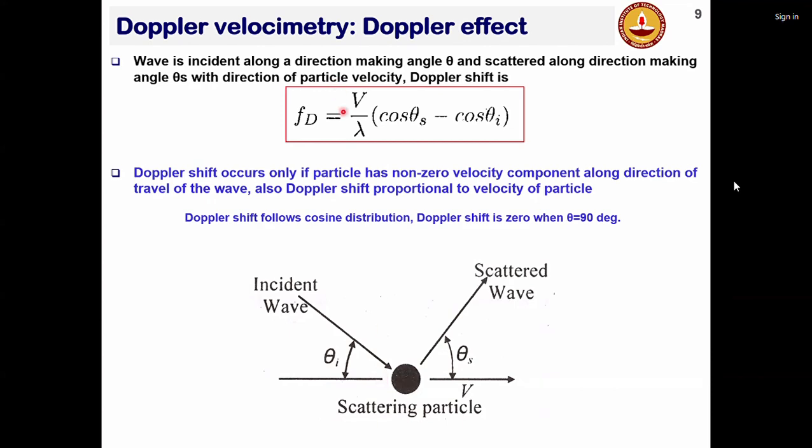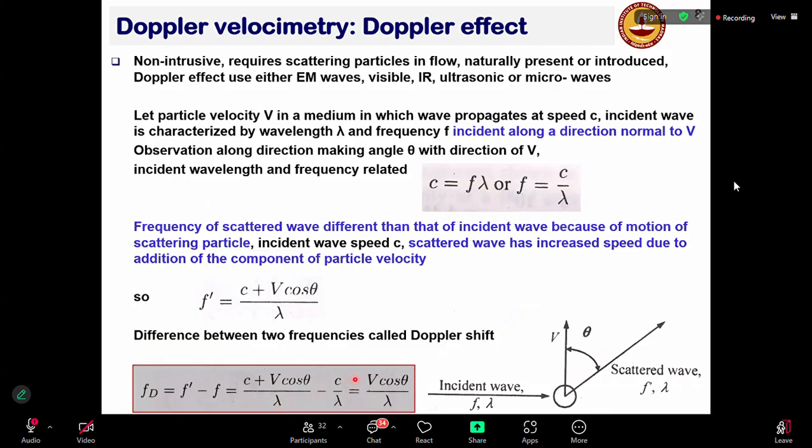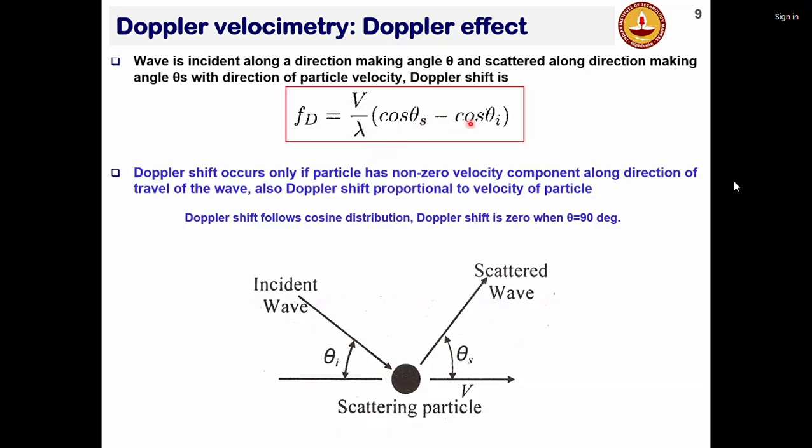So in this case, the Doppler shift is going to be C plus V cos theta I divided by lambda, minus C plus V cos theta S divided by lambda. So the Doppler shift is going to be V by lambda times cos theta S minus cos theta I. This Doppler shift occurs only if the particle has a non-zero velocity component along the direction of the traveling wave. We also learned that the Doppler shift is proportional to the velocity of the particle.